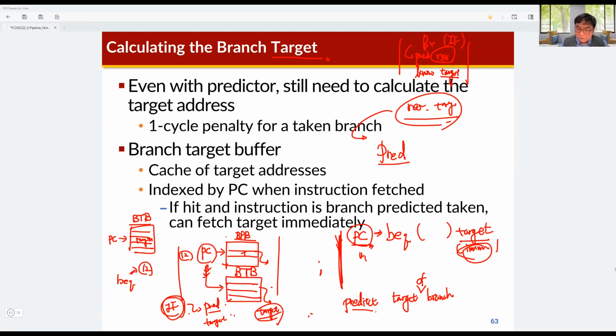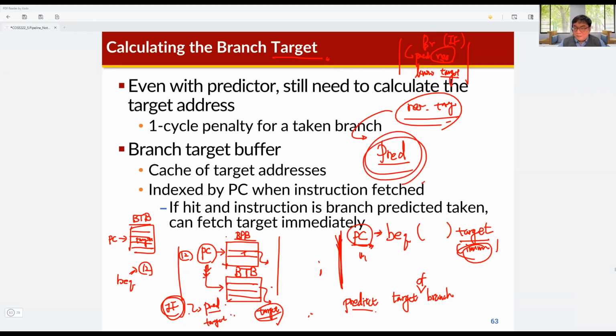Okay, so the branch is very predictable, and then based on this characteristic of the branch instruction, we can use branch prediction and branch target buffer to reduce control hazard. Okay.